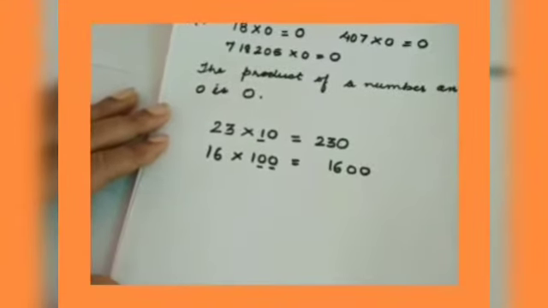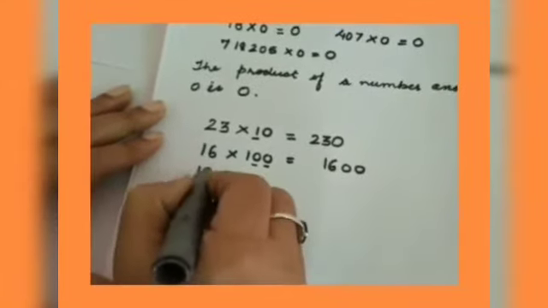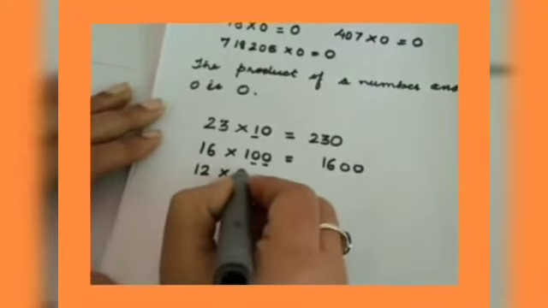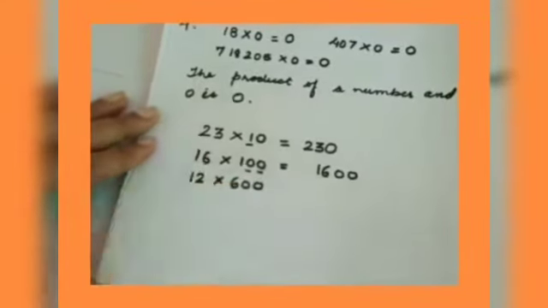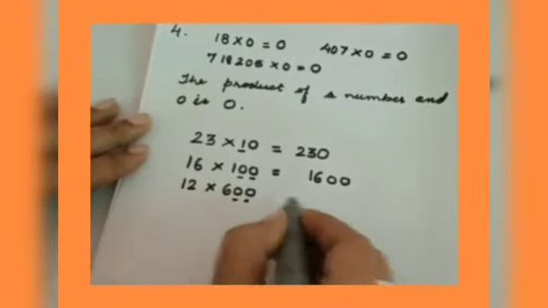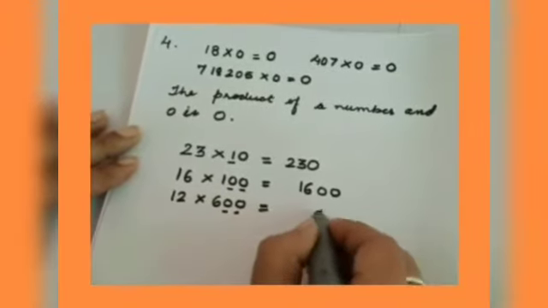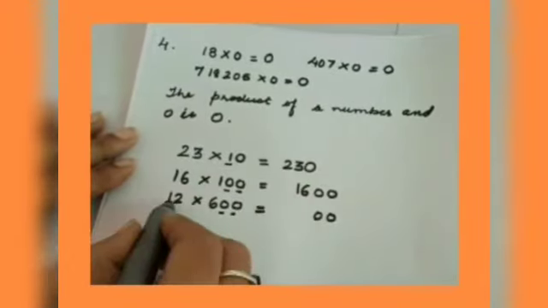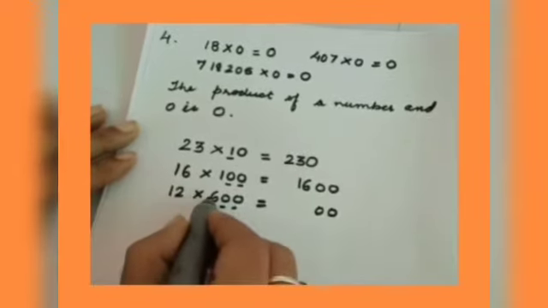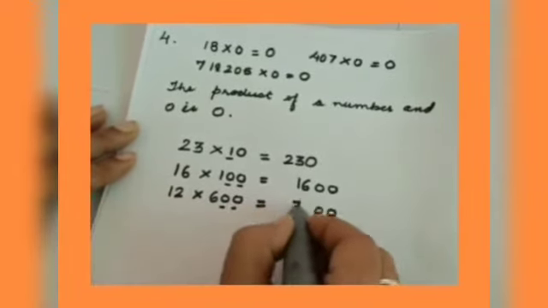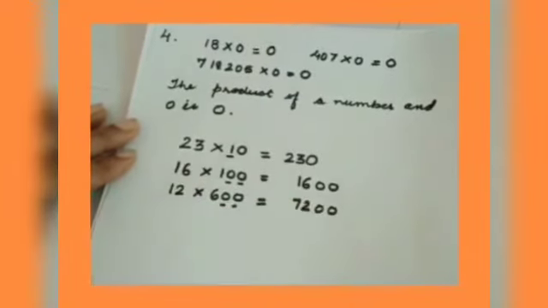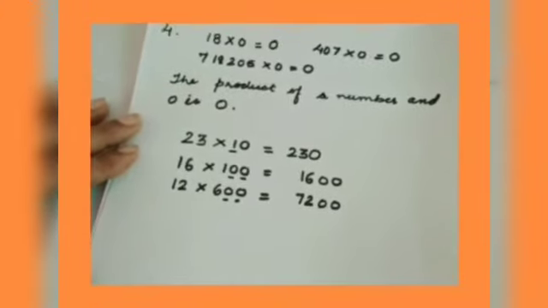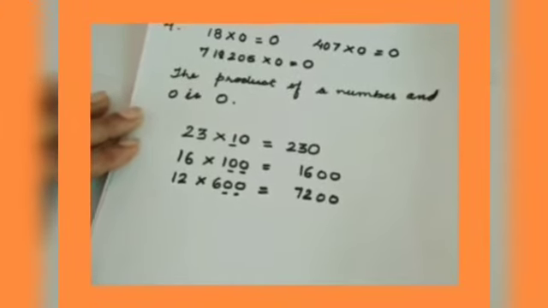Now suppose I have to multiply the number 12 by 600. Again there are 2 zeros. So first I will put 2 zeros. Now I will multiply 12 by the non-zero part. Now 12 sixes are 72. So the product becomes 7200. Similarly, we can do it for other numbers also.